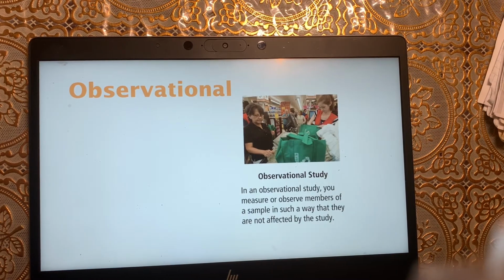Observational. The first one is observational. In an observational study, you measure or observe members of a sample in such a way that they are not affected by the study. So without their knowledge, without their awareness, you are performing. The first type of study in statistics is called observational.